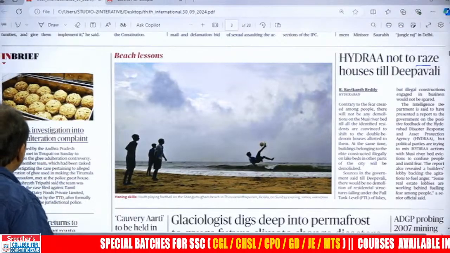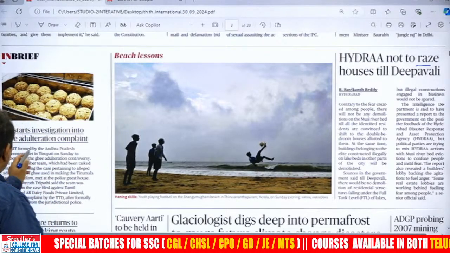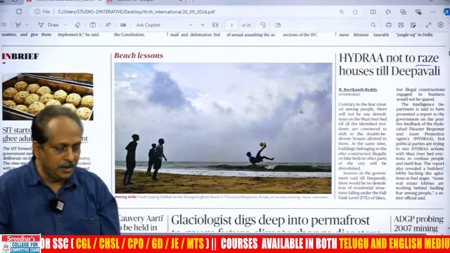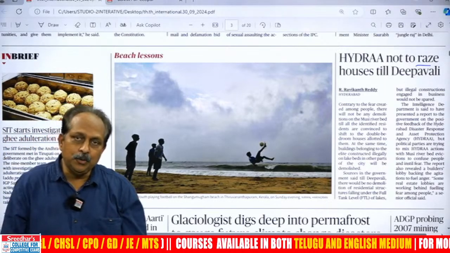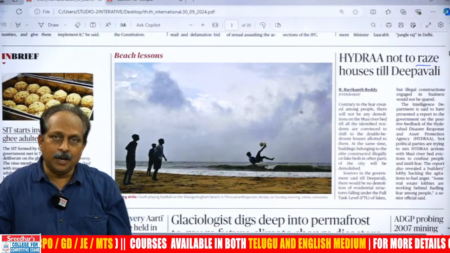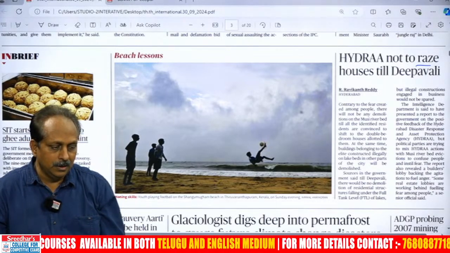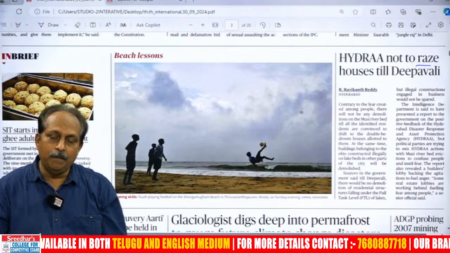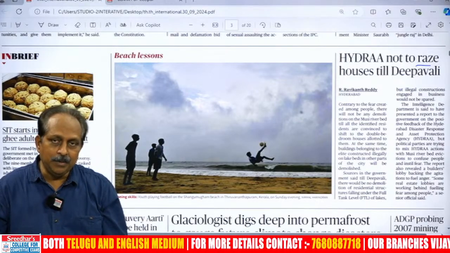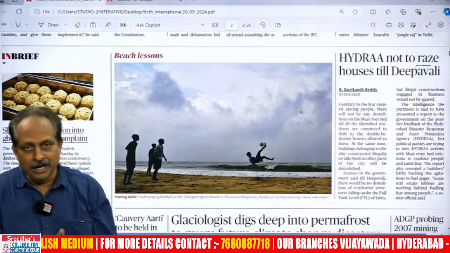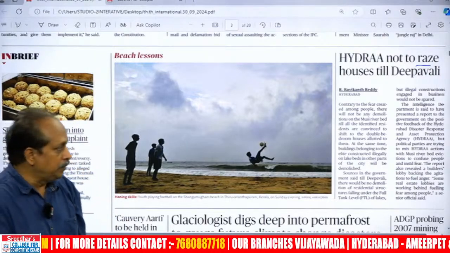SIT starts investigation into ghee adulteration complaint. There is one important word here, adulteration. Adulterate means to make something impure. You make something impure, we use the word adulteration. That's an important word. Adulterated food means what? Something that has been made impure. Here, laddu has been made impure. Based on that, the word adulteration has been used.